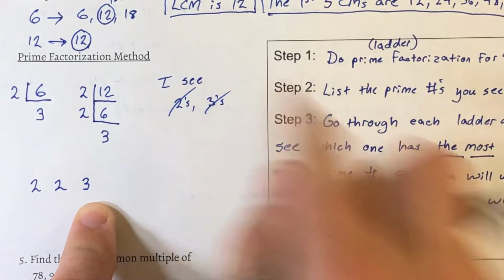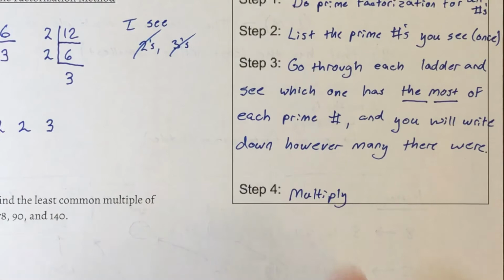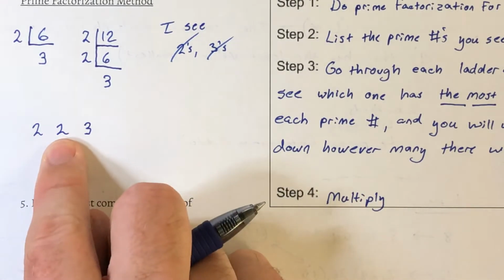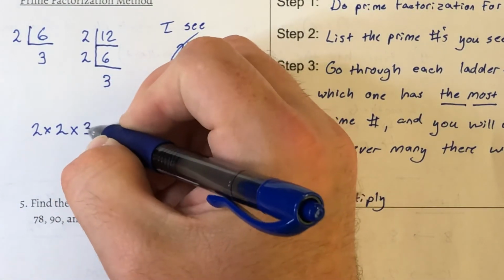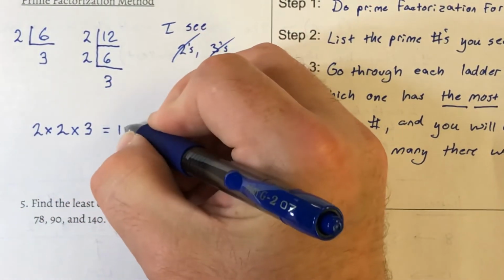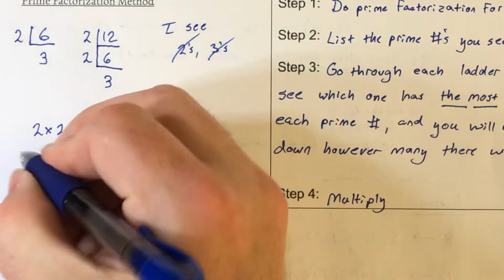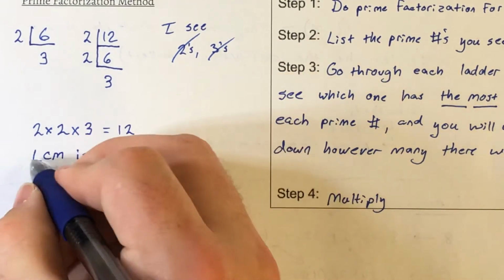Okay, I didn't see any other prime numbers, so I go to my last step. The last step says multiply those. So 2 times 2 is 4. 4 times 3 is 12. So what does that mean? This is our LCM. The LCM is 12.